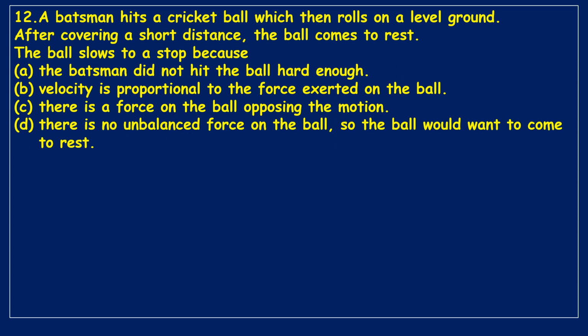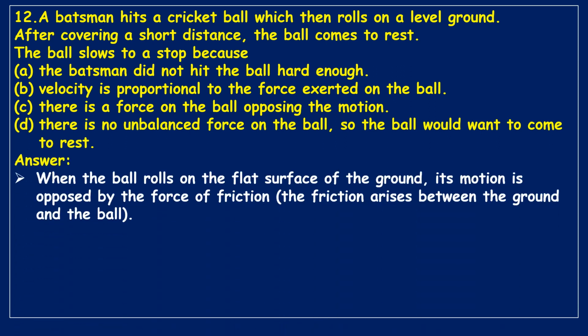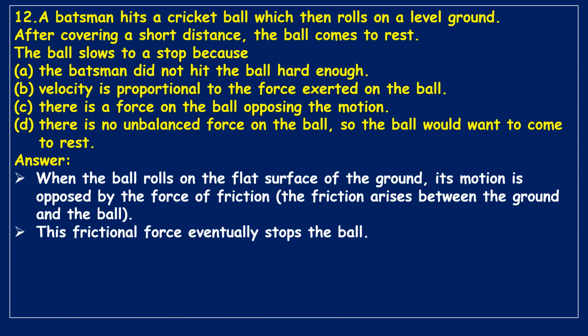Pause the video and think about it. Now let's see the answer. When the ball rolls on the flat surface of the ground, its motion is opposed by the force of friction. Friction always works in the opposite direction of the object's motion. The friction arises between the ground and the ball. This frictional force eventually stops the ball.